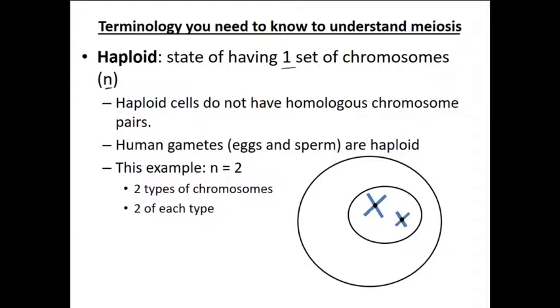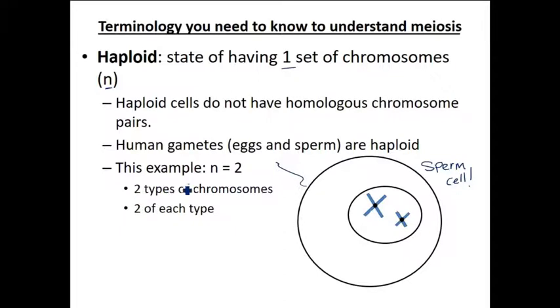Okay, so here's an example. I took away the maternal chromosomes and left only the paternal chromosomes. So this could be an example of what kind of cell? That's right, a sperm cell. Except a sperm cell would actually have very little cytoplasm, basically just the nucleus, and it would also have a tail on it for swimming.